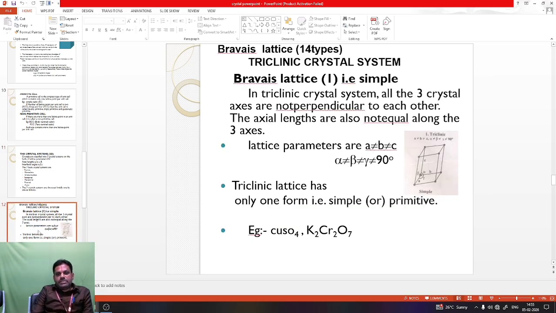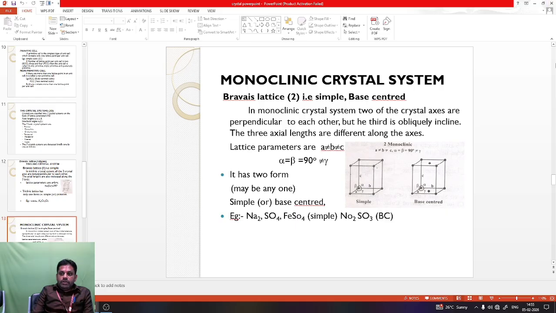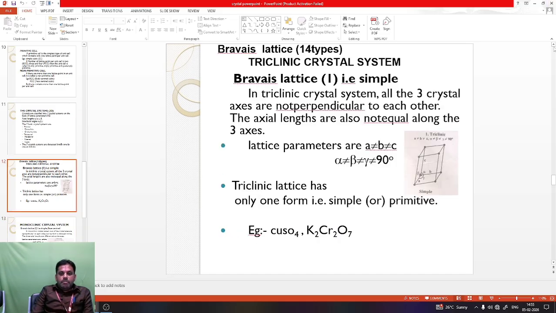Then the Bravais lattices are of 14 types. So we are calling only 7 crystal systems, but in Bravais 3-dimensional crystal lattices, with respect to the position of atoms, the 7 crystal systems are further classified into 14 types in total. How is it possible? One by one we will explain.